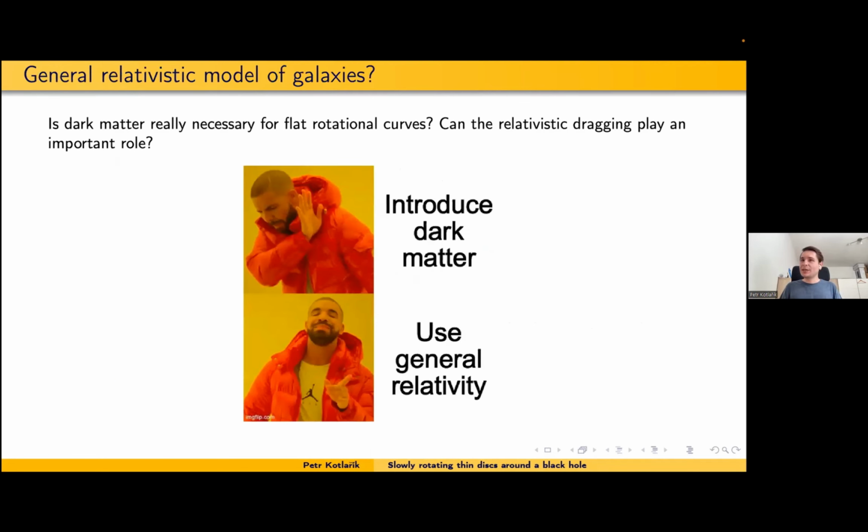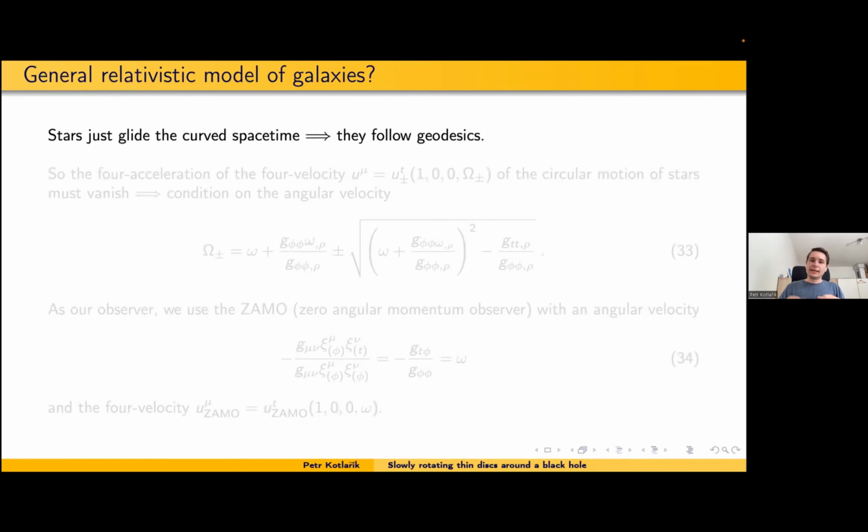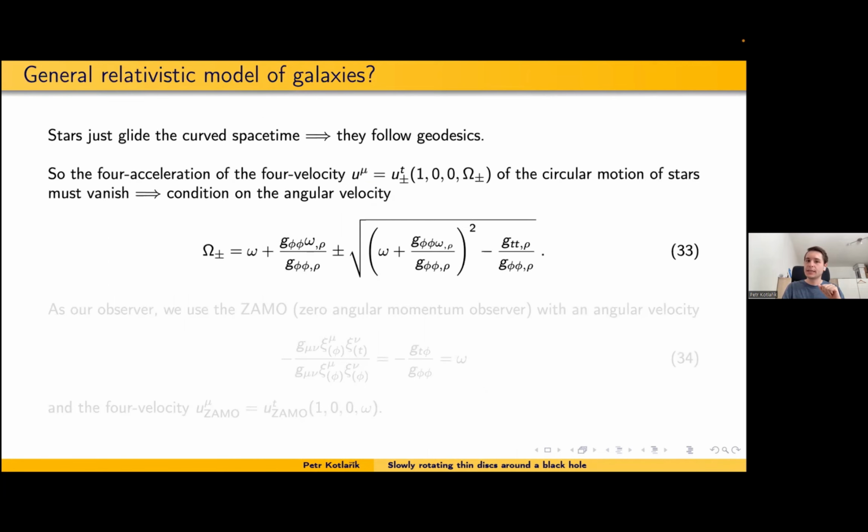So now here's the question about the rotation curves. My question is, can the relativistic dragging in this solution play an important role in the rotation curves? So first we have to make clear what we are measuring and who is performing the measurement. So we assume that the stars just glide across space-time, so they are following geodesics. That means that the forward acceleration of their forward velocity must vanish.